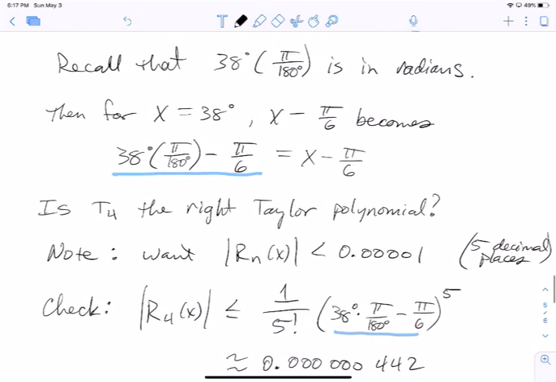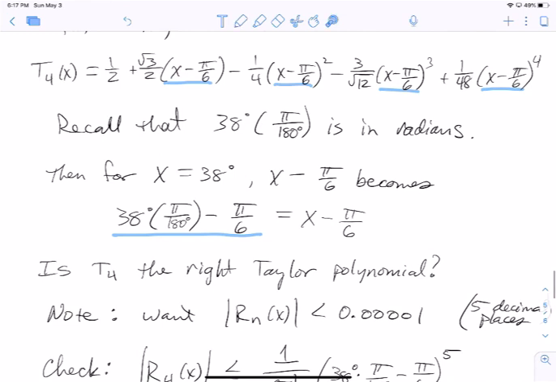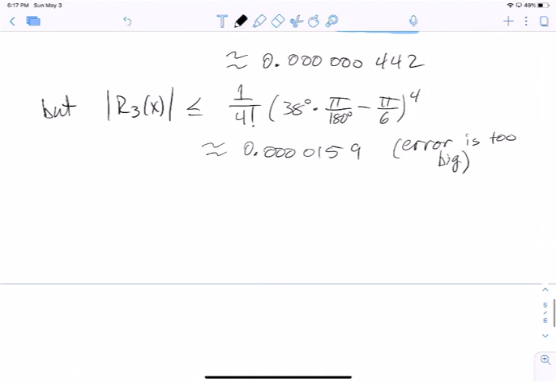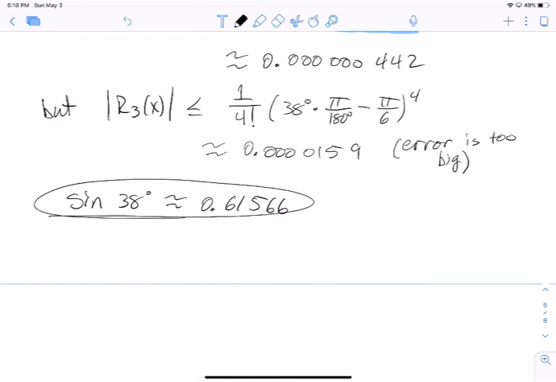So the expression that we had above, T sub 4 of x, with all of those terms having x minus a replaced by 38 degrees times pi over 180 degrees minus pi over 6, turns out to give us an approximation that the sine of 38 degrees is approximately 0.61566. I'm only going to write 5 decimal places because that's what we were asked for. There's the approximation. Word to the wise, be oh so careful with the calculator.